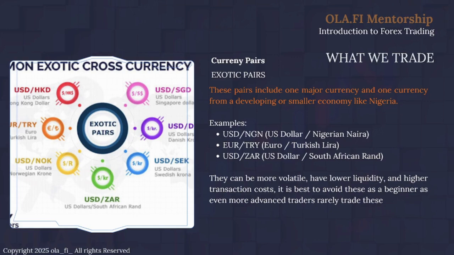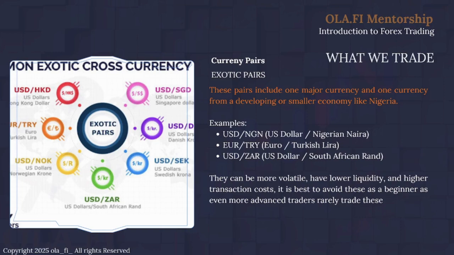So when you pair the USD or the pound, or the euro and the Swedish krone or the Norwegian krone, that is an exotic pair. They can be more volatile, have lower liquidity, and higher transaction costs. It is best to avoid this as a beginner, and even more advanced traders rarely trade them, because they have very little liquidity.